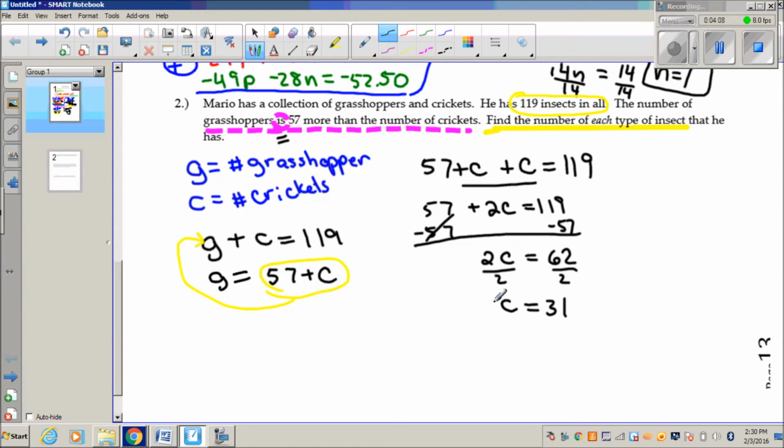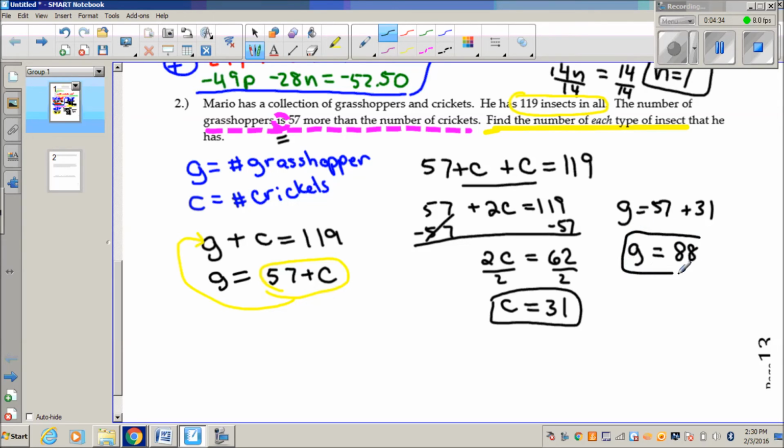So now I know that he has 31 crickets. To find out how many grasshoppers, I can just substitute 31 in either one. I'm going to use this one because I think it's going to be faster. G equals 57 plus 31. And then when I add these together, I'm going to get G equals 88.